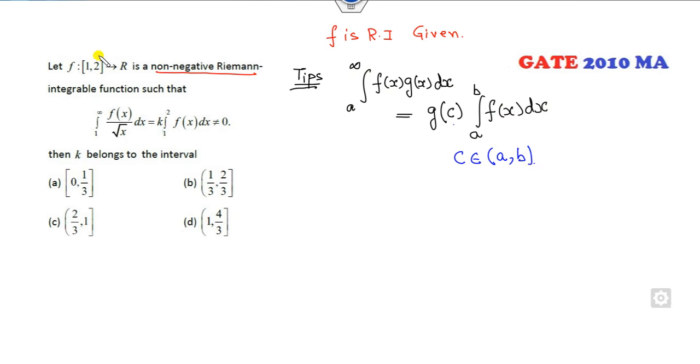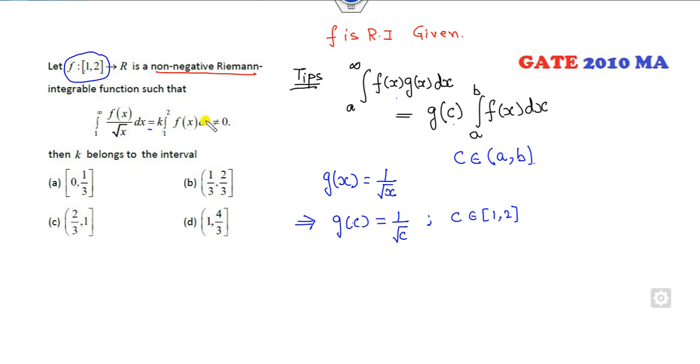Now clearly, you can see the limit is 1 to 2. If I compare this function, what is my g of x? g of x is 1 by root x. So what is g of c? It is 1 by root c, where c belongs to 1 comma 2. So k is 1 by root c. Now if c belongs to this, root c belongs to 1 comma root 2.